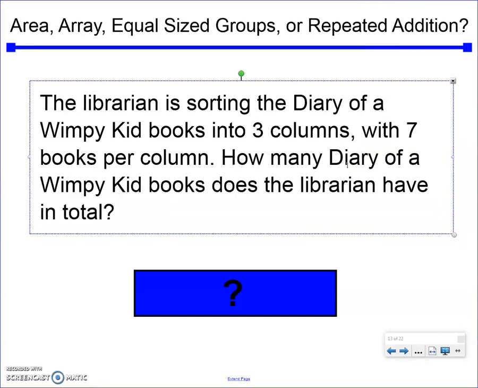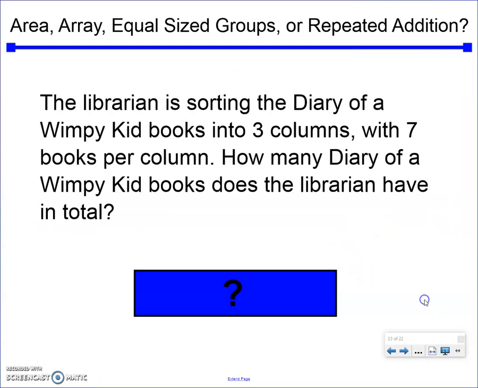Here's our last problem. The librarian is sorting the Diary of a Wimpy Kid books into 3 columns, with 7 books per column. How many Diary of a Wimpy Kid books does the librarian have in total? Ooh, I thought this one. What kind of story problem is this?